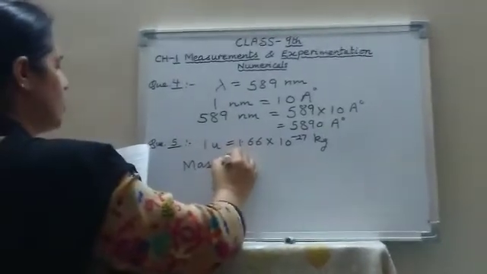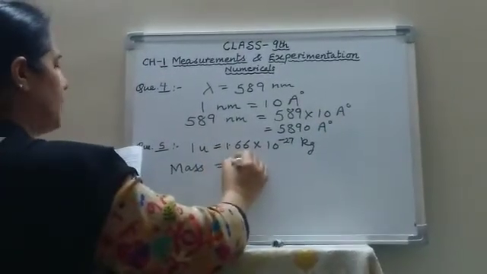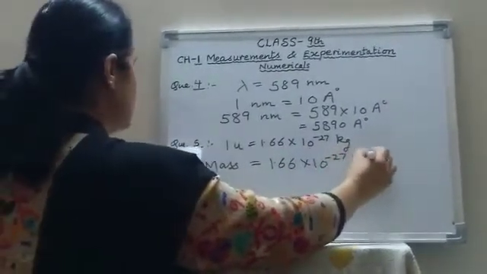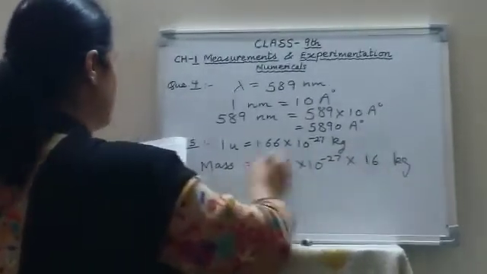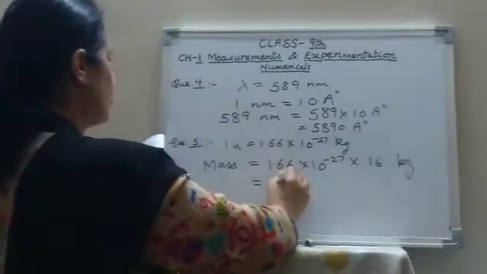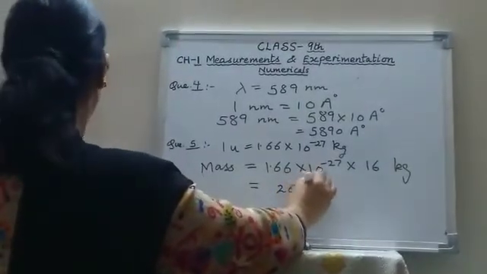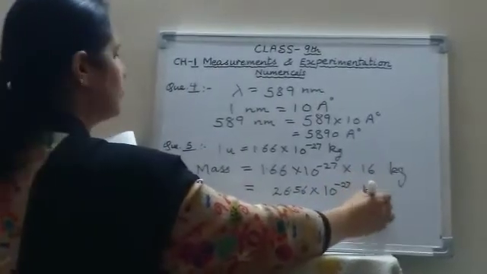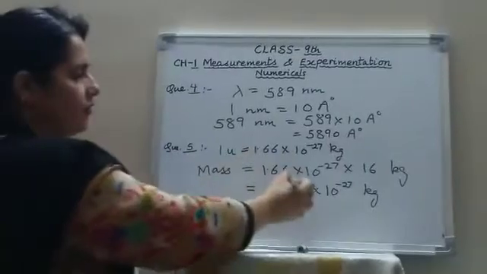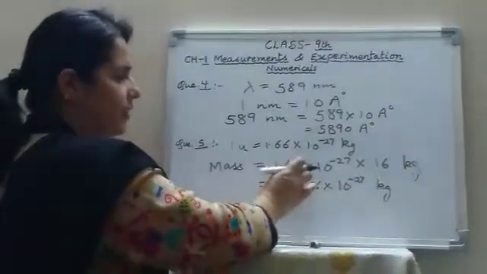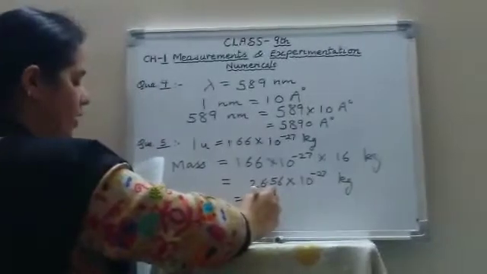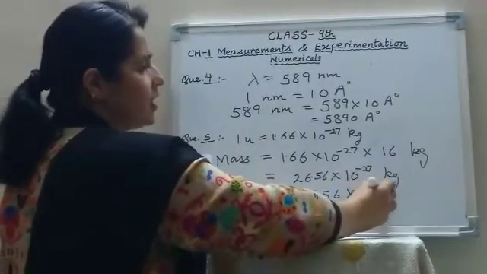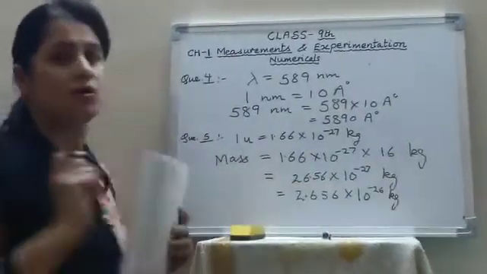So mass of oxygen atom will become 1.66 into 10 to the power minus 27 into 16 kilogram. On solving it, you will get 26.56 into 10 to the power minus 27 kilogram. Okay, to convert in standard form, we will divide by 10 and at the same time we will multiply by 10. So it will become 2.656 into 10 to the power minus 26 kilogram.